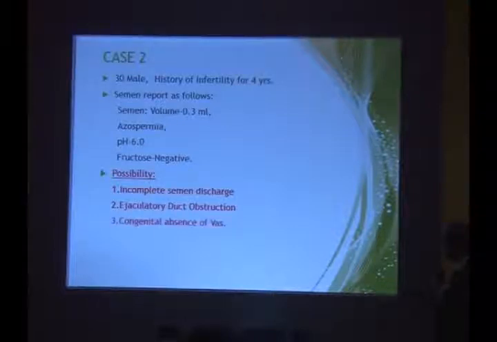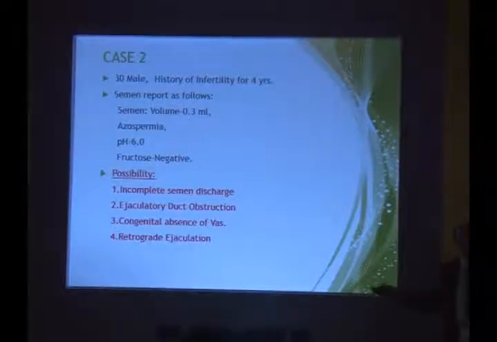Third is congenital absence of vas, and fourth is retrograde ejaculation. There are various methods to remove the spermatozoa content from urine. See, the pH is changing because the secretions are coming only from the prostate. No? There is no seminal vesicle secretion. You understood? That's why it is acidic.